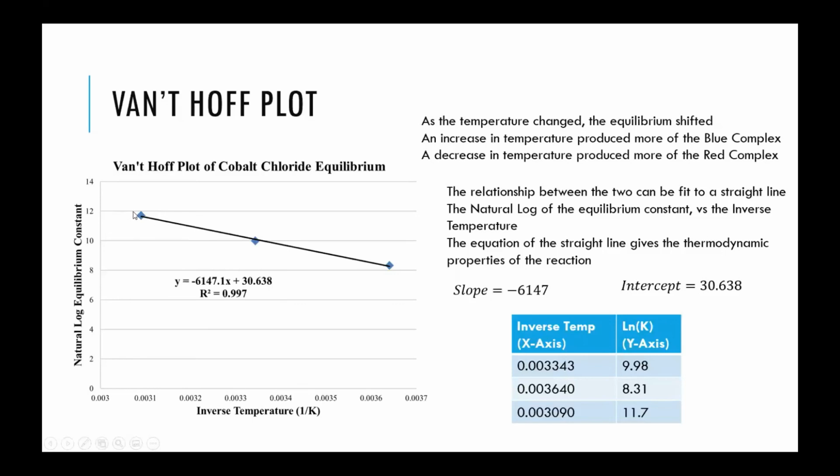It is important when you're making the Van't Hoff plot that the temperature needs to be in Kelvin. So it's 1 over the temperature in Kelvin. And for the equilibrium constant, you're looking at the natural log, so this is ln of the equilibrium constant. And you're plotting this to solve for both the slope and the intercept value in this straight line.